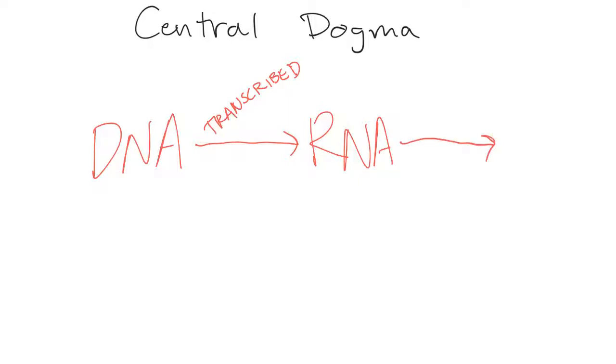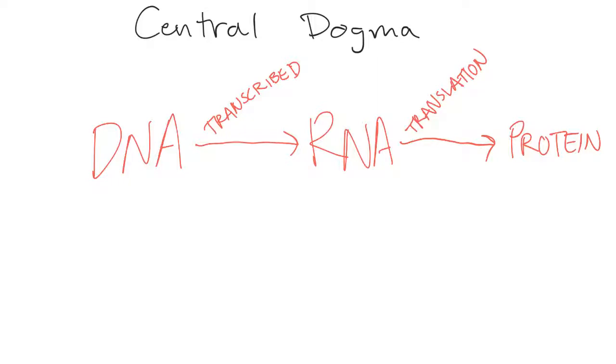The second part, RNA to protein, is translation. And so here you're going from a nucleotide language, which is coding for protein. And what are proteins made out of? Amino acids, right? So you're changing languages. You're using this template to make something totally different.